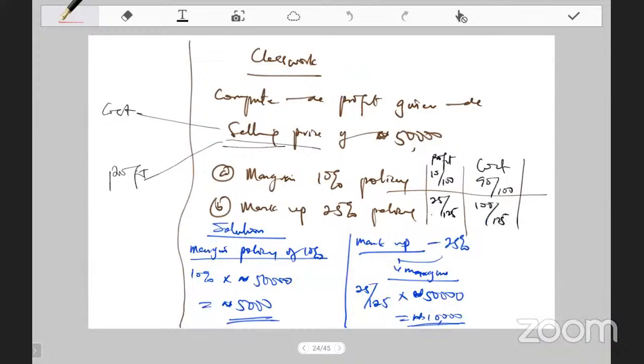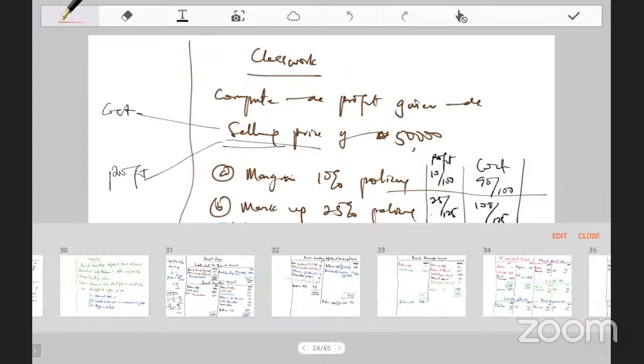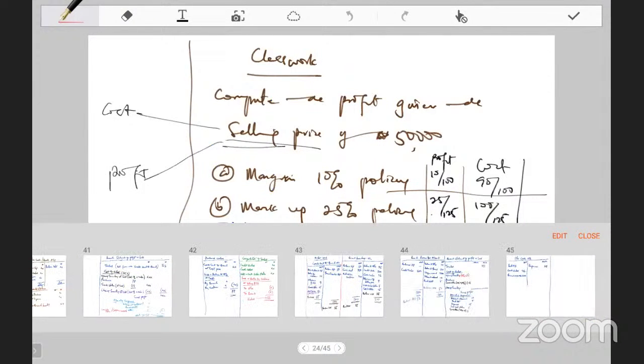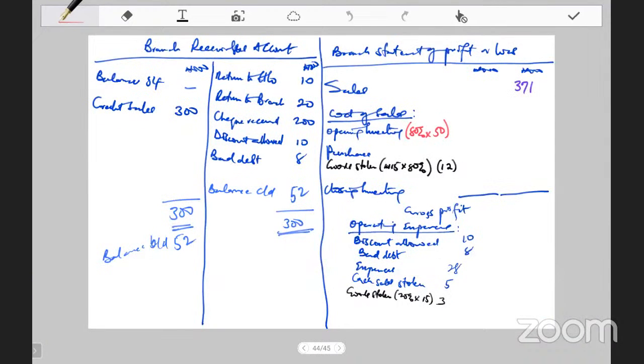Remember that we said once they give us a margin at 10%, the cost will be the balance. That means 100 minus it. So in this case, they gave us margin at 20%, so our cost will be 80. So what's the answer, please? 80% of that will give me what? 40.